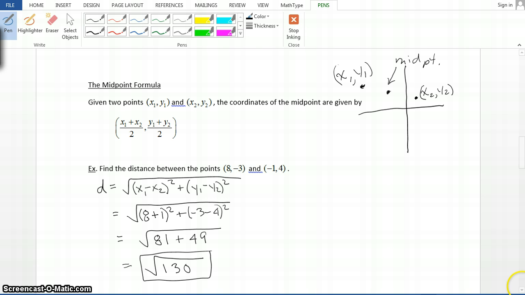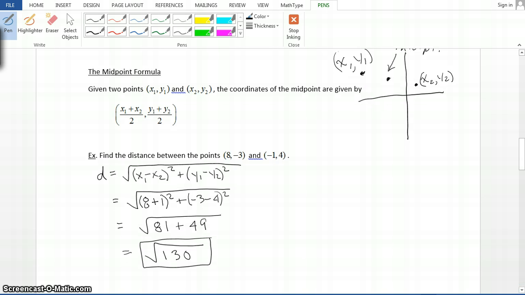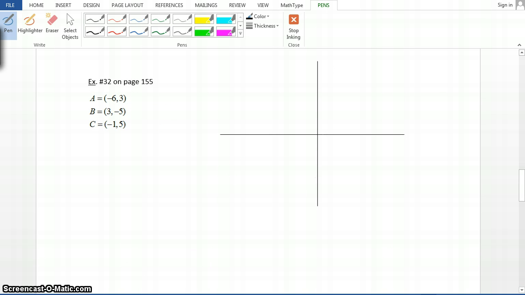Okay. Let's scroll down a bit, see what's down here. Oh, yeah, let's go to the book. You can either pull up the ebook or just get your book in front of you. Number 32 on page 155. You really don't even need your book. I'm going to tell you what it says. They give you these 3 points, A, B, and C. And it says plot each point, form the triangle ABC, and verify that the triangle is a right triangle and find its area. Right, so we're going to do all of that here.